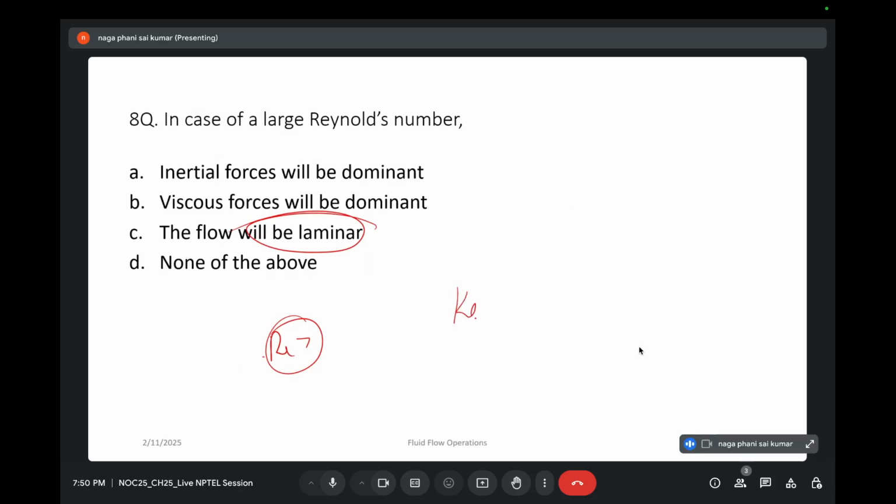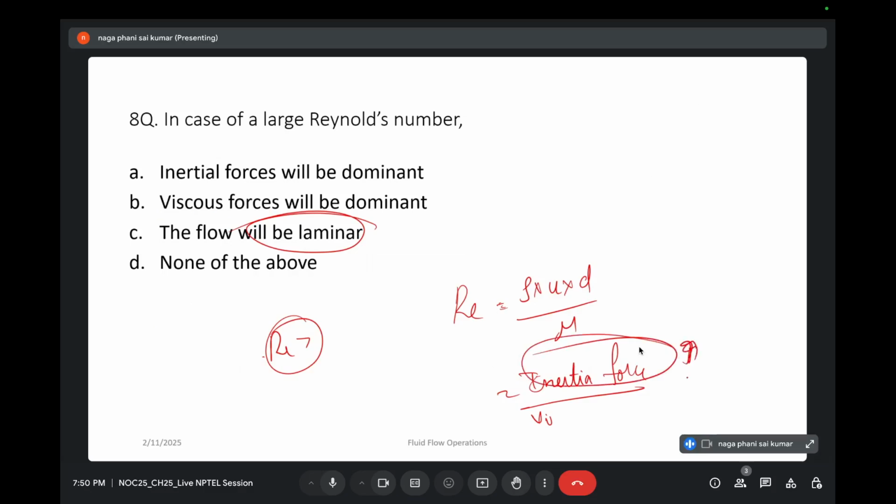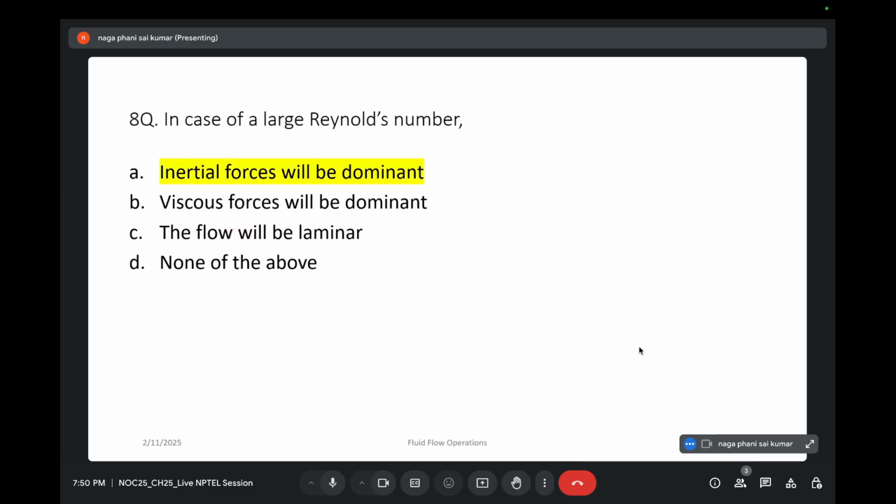So what is the formula for Re? Again, rho into U into D by mu, right? So this is nothing but inertial force by viscous force, right? So that means if it is large, the inertial force should be very high and the viscous force should be very low. So it will be option A.